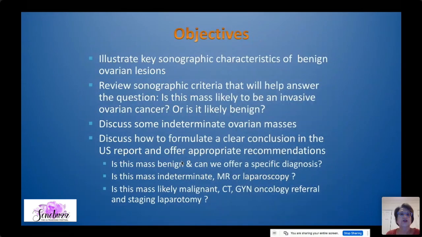So what we'll talk about is illustrate key sonographic characteristics of benign lesions that we can readily diagnose, and review sonographic criteria that will help answer the question, is this mass likely to be an aggressive or invasive ovarian cancer, or is it likely benign? And we'll discuss some indeterminate masses, because all this is really important in terms of allowing us to formulate a clear conclusion and offer appropriate recommendations. And I will discuss them as we go along.